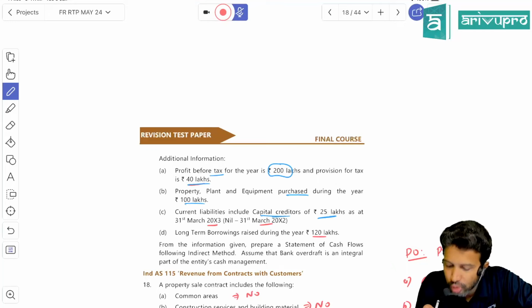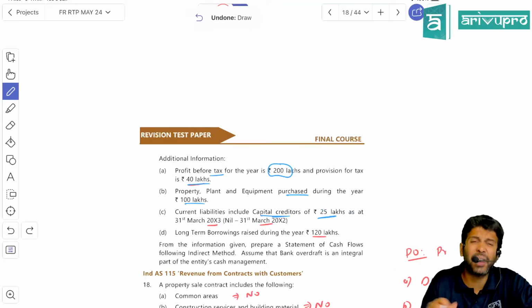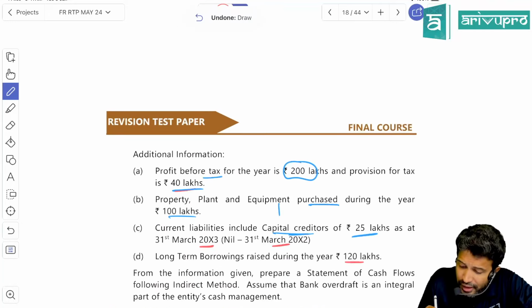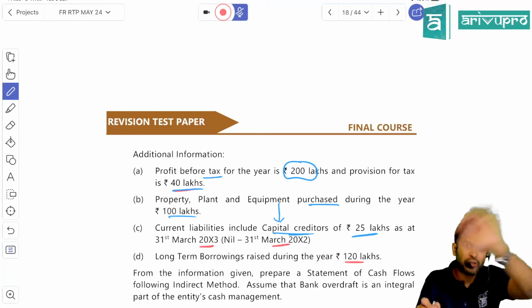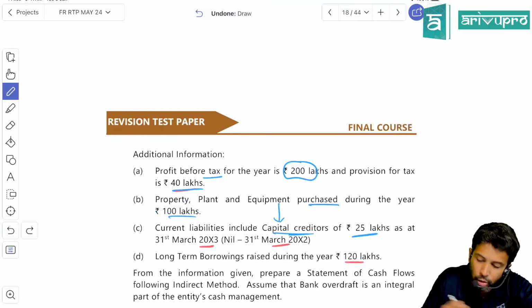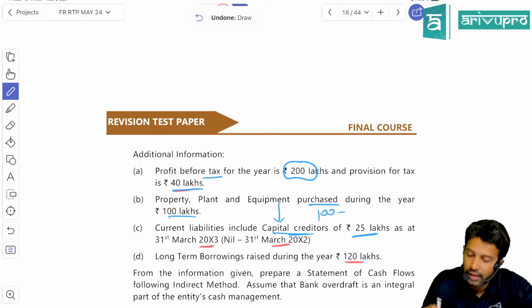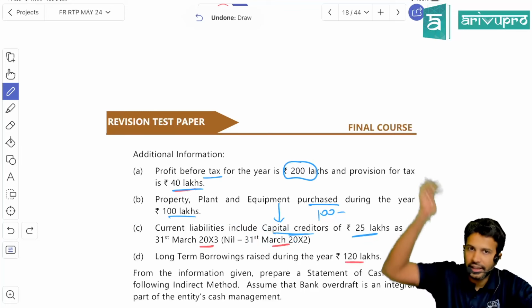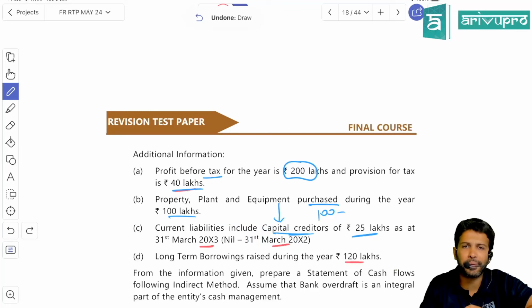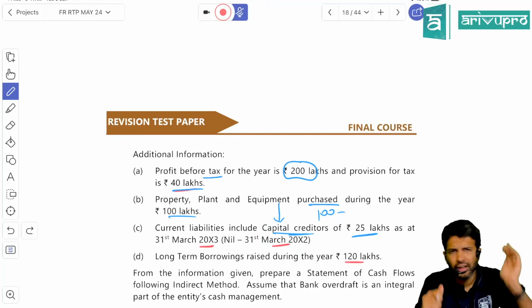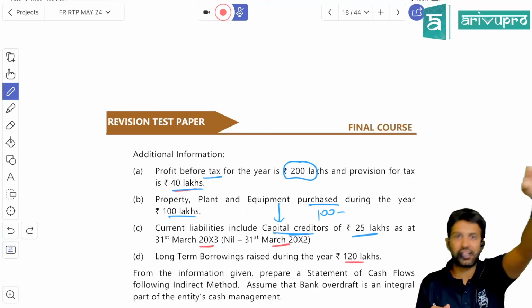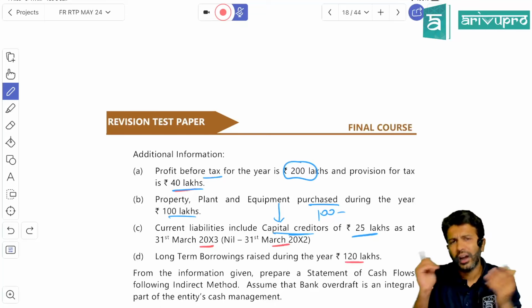Current liability includes capital creditors of 25 lakh. Capital creditors means, sir, you purchased some equipment, no? Maybe you have not made the payment. You purchased the PP for 100 lakh. The capital creditors include 25 lakh as on 31st March 2023. Their opening balance was nil, at the year beginning there was no opening balance of capital creditors. Capital creditor simply means we purchased some capital assets like plant and machinery, PPEs, etc. and not yet paid the money.